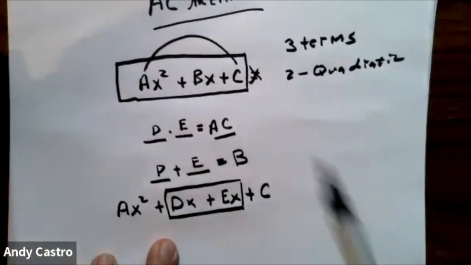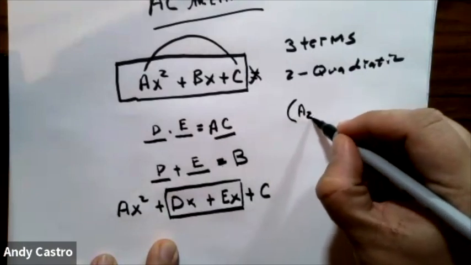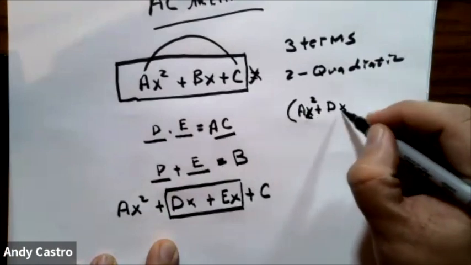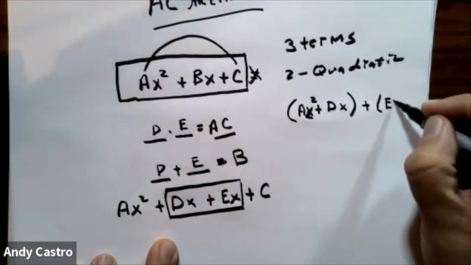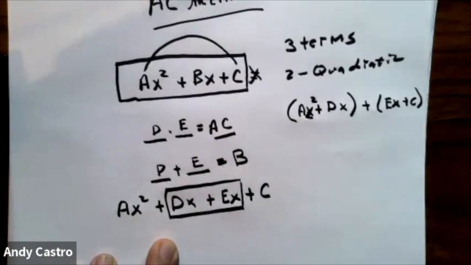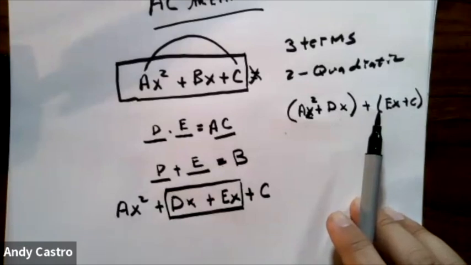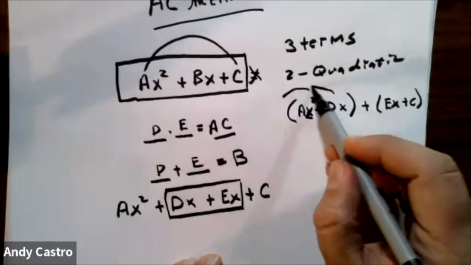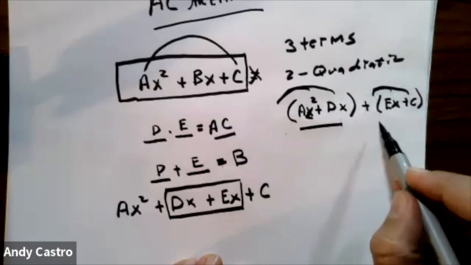All right. Then what we do is we group them with parentheses. Sorry, AX squared plus DX, parenthesis, plus EX plus C. Okay, now from here, I can't use letters anymore because it'll depend on the specific numbers. But essentially, we factor out common factors here, and here.